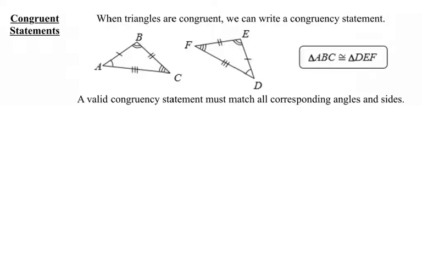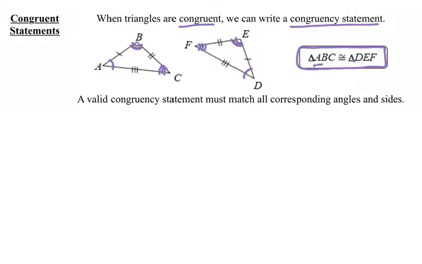Alright, let's talk about congruent statements. So when triangles are congruent, we can write a congruency statement. So this is an example of a congruency statement. A valid congruency statement must match all corresponding angles and sides. So notice that angle A is the first letter, which corresponds to angle D. And notice that it has one arc and one arc, so they correspond with each other. B and E are the second letters, and they're going to have two arcs because those two are going to be congruent to each other. And then C and F are the third letters, and they have three marks because those are congruent to each other.